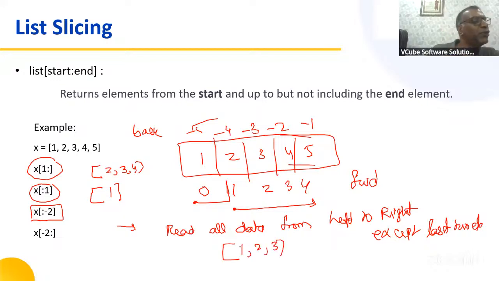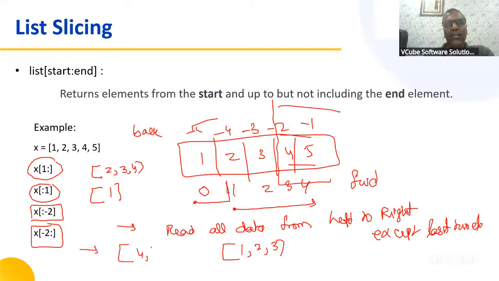Most of the people are giving correct answers, but a few people are giving 4, and that is not the correct answer. Now, can anyone tell me the answer for -2 colon? That means I want to read the data from here, so the answer will be 4, 5. Yeah, today everyone is giving correct answers. I appreciate your effort. With your permission, can I continue?